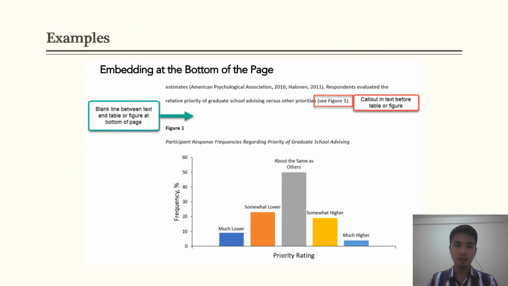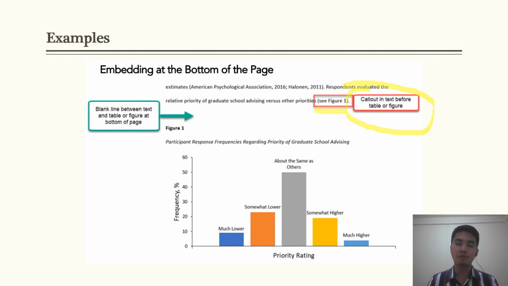So this is an example of embedding at the bottom of the page. As you can see here, we present the figure by calling out the figure number. For example, nakalagay po dito, no? Please see figure 1. So you are calling out now the figure number, or the name of the table.